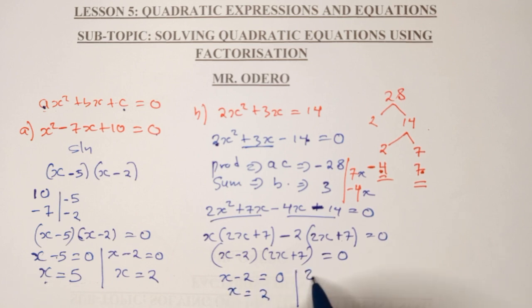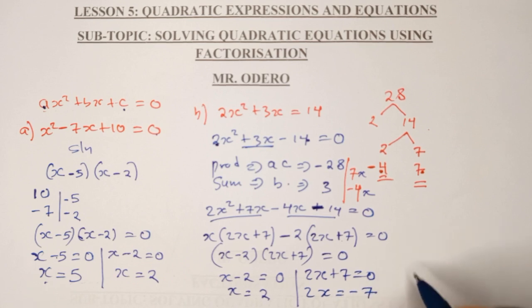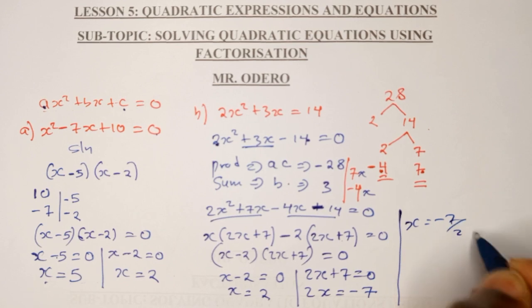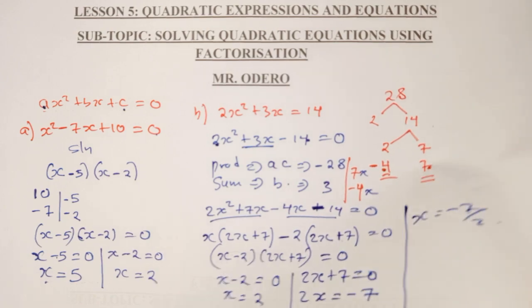Or it is 2x plus 7 is equals to 0, meaning if you take 7 the other side, you'll have 2x is equals to negative 7. So if you divide both sides by 2, you'll get x is equals to negative 7 over 2. And those are the roots of our quadratic equation. Example, another example.